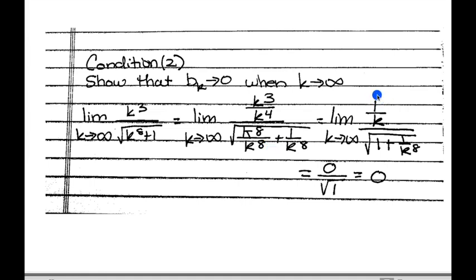And so on the top, I get 1 over k. On the bottom, I get the square root of 1 plus 1 over k to the eighth. Now, when I take the limit as k goes to infinity, this goes to 0. This goes to 0, so I'm left with 0 over the square root of 1, which is 0. So because we proved both conditions hold true, we have shown then that the series converges based on the alternating series test.